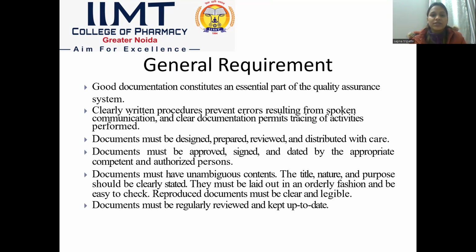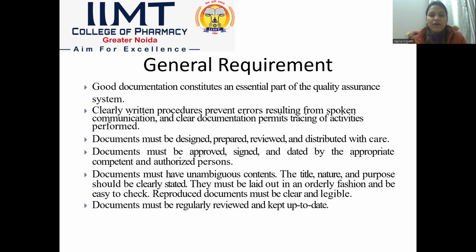General requirements. Good documentation constitutes an essential part of the quality assurance system. Clearly written procedures prevent errors resulting from spoken communication, and clear documentation permits tracing of activities performed. Documents must be designed, prepared, reviewed, and distributed with care. Documents must be approved, signed, and dated by the appropriate, competent, and authorized persons.